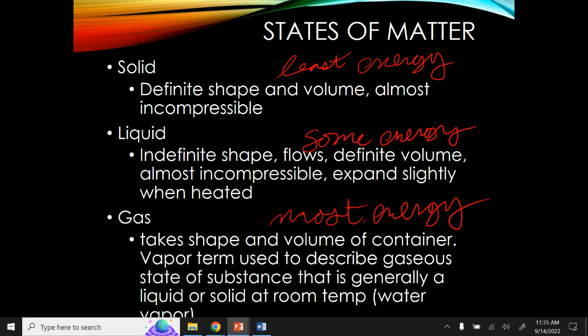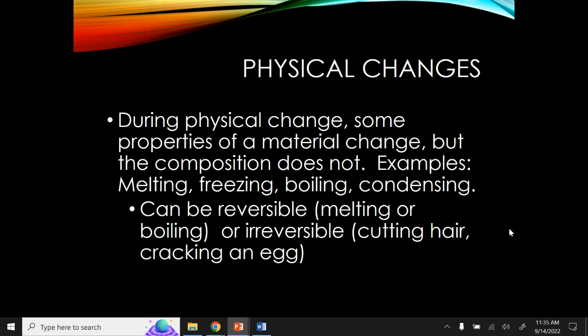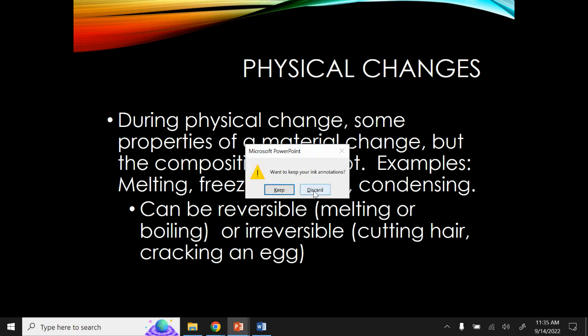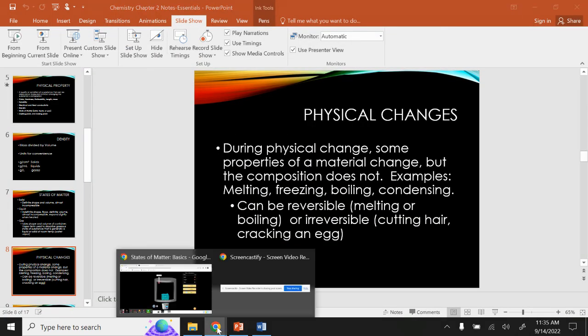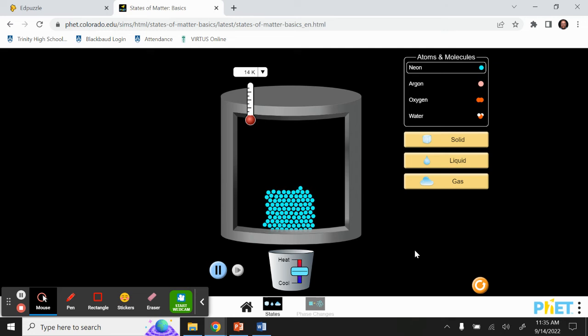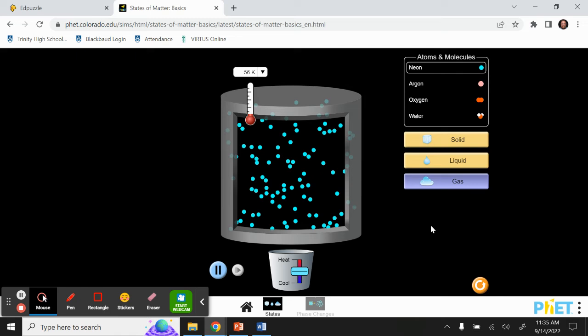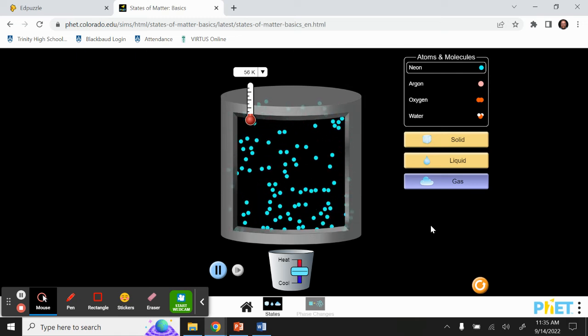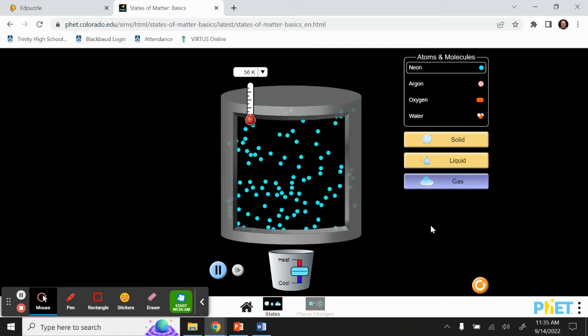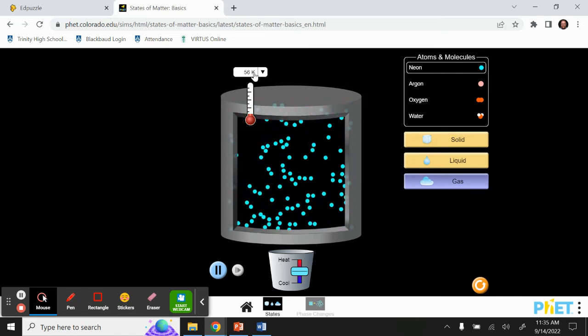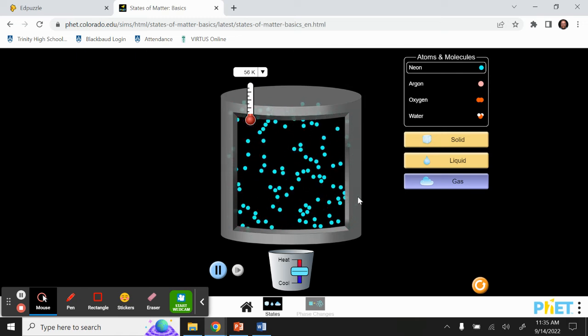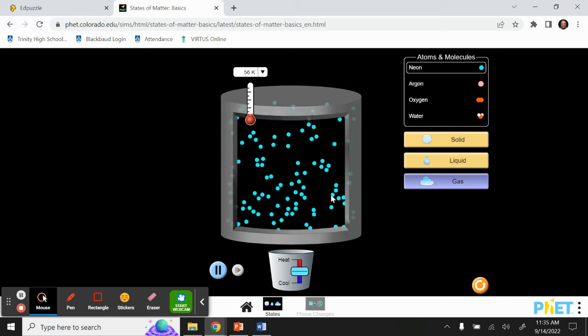And I want to model this using particles on an online simulator. So check out these particles here. It is telling me this is neon. Now we normally have neon as a gas. As a gas, the particles of neon would be bouncing around and having many collisions. Temperature wise, it's high at 56 Kelvin. So that means it has the most energy.